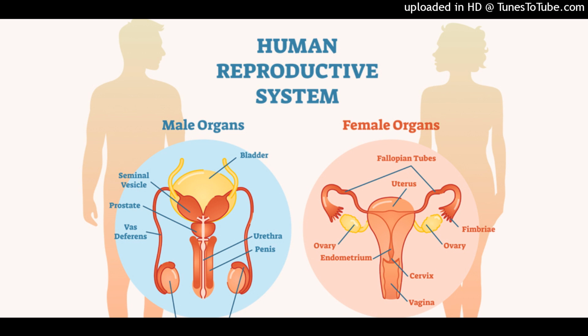Myoepithelial cells surround the alveoli to contract and eject the milk into the ductal system when signaled by secretion of the hormone oxytocin from the posterior pituitary gland. The alveoli drain into lactiferous ducts, which connect at the nipple to drain milk from all areas of the breast.